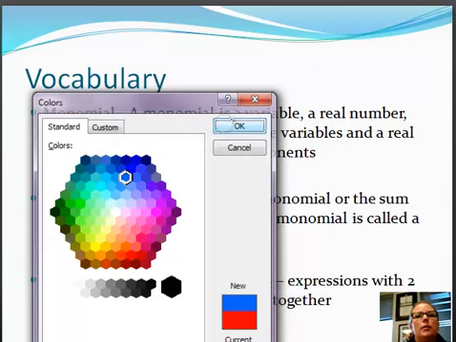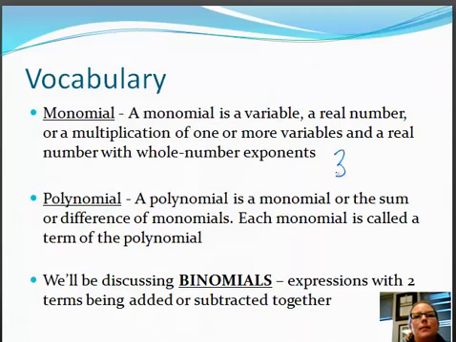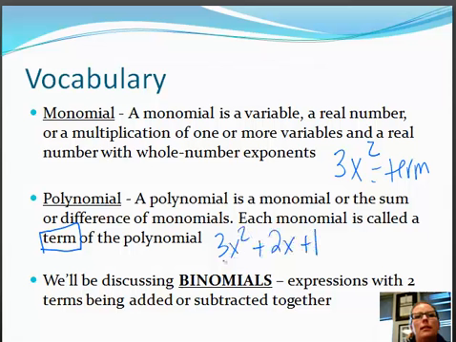A monomial is something like this. If we have 3x squared, that's a monomial. We also call that a term. So when we string them together, that creates a polynomial, and we call each individual one a term. So a polynomial is a monomial, or the sum or difference of monomials. Each monomial is called a term of the polynomial. So let's say we had 3x squared plus 2x plus 1. This is a term, this is a term, this is a term, and it strung together makes a polynomial.